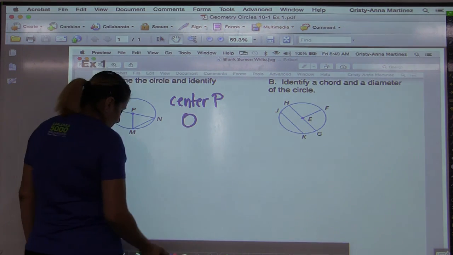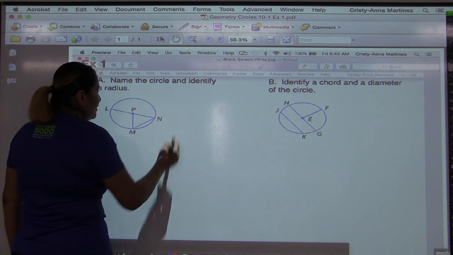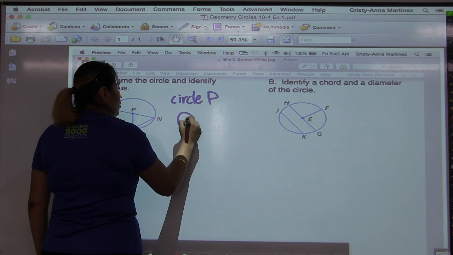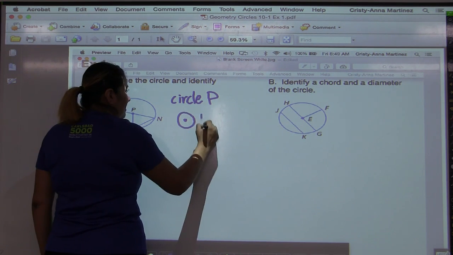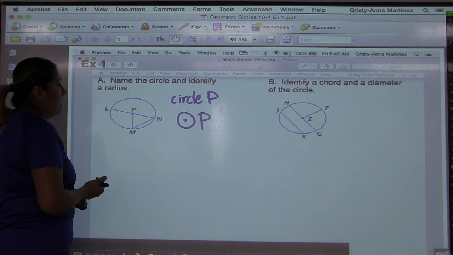We're going to call it circle P. Or draw the circle with the center in it and P. So much easier. Circle P for naming the circle part.